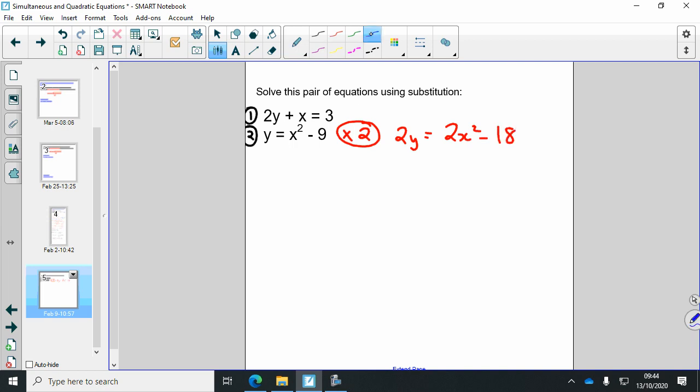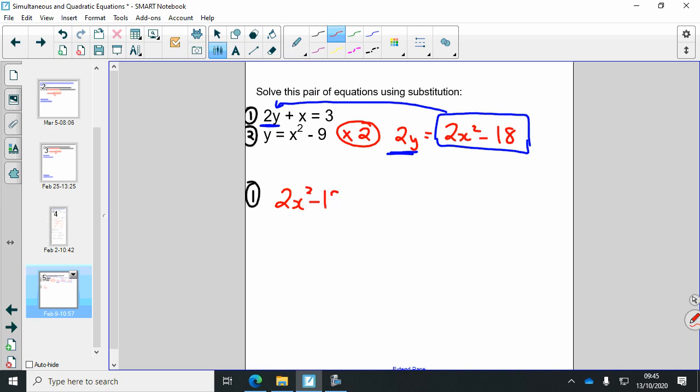Now the reason I've done that is because the 2y and the 2y are equal. So whatever 2y is equal to, this 2x squared minus 18 can be substituted in for 2y in this first equation, and that eliminates the y's. So in equation 1, I'm going to replace the 2y with 2x squared minus 18, because the two 2y's are equivalent. So instead of 2y, I get 2x squared minus 18, and then the plus x, because that was already there, equals 3.